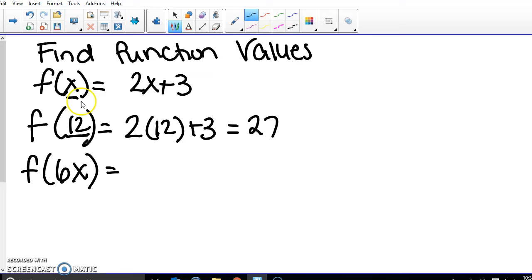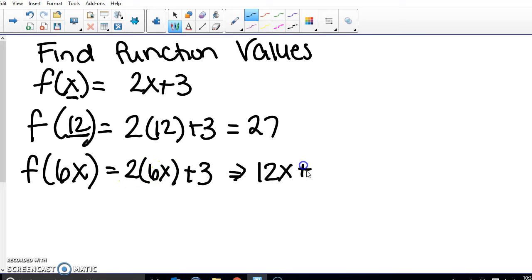We can also put 6x here, and that's saying that our x value equals 6x. So using the same equation, every place where there's an x, I'm going to put 6x. Simplifying, I have 12x plus 3. So f of 6x equals 12x plus 3.